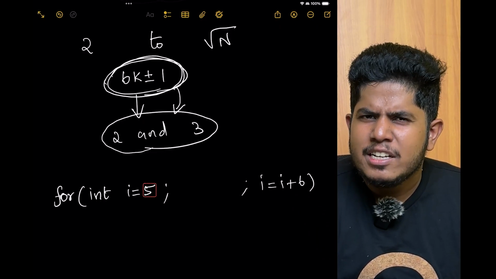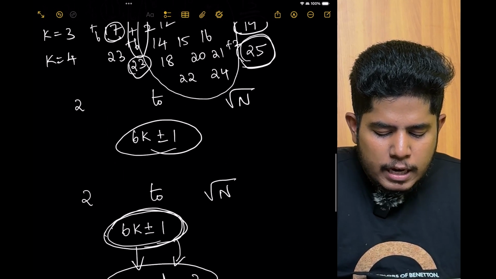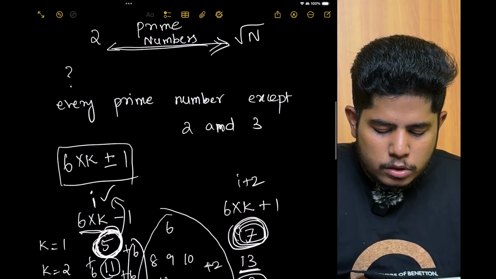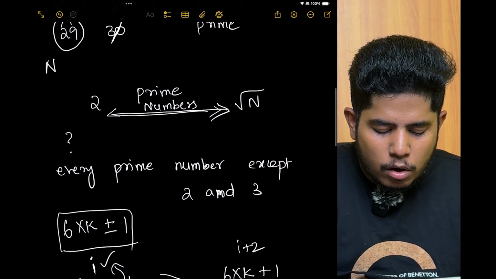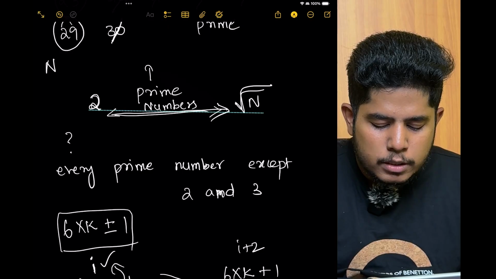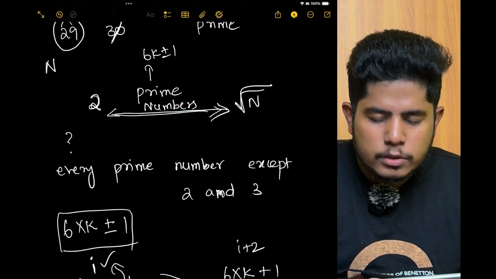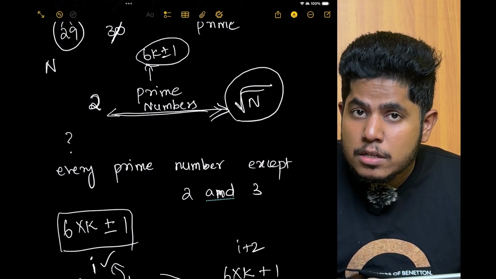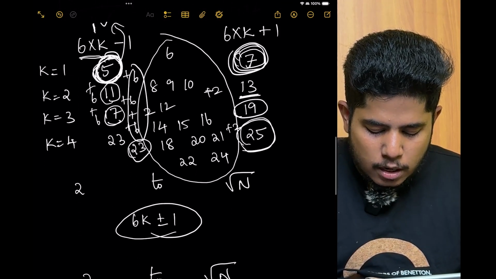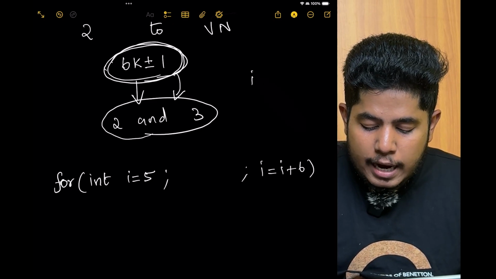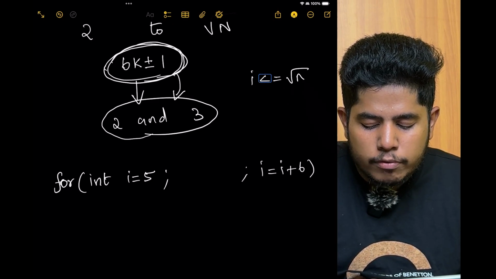And what about the condition? If we keep incrementing it by 6, when should we stop? We're saying that we have to pick all the values of the form 6k plus or minus 1 between 2 and square root of n. So the loop should not cross square root of n, that is I less than or equal to square root of n.